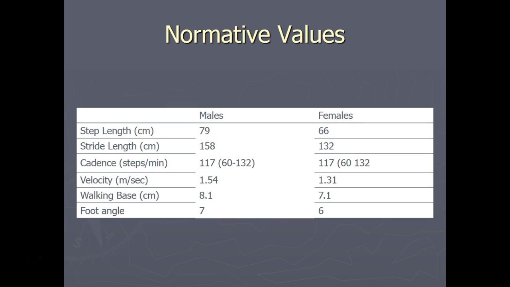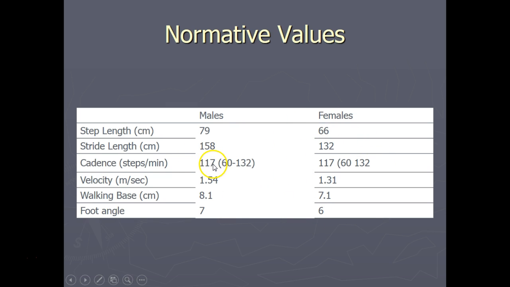So here are some normative values if you want to compare males and females. Again, you can see some of the things are to be expected, right? Stride length and step length, both longer in males than in females. This has to do with the limb difference, the fact that men tend to be on average a little bit taller. So that's to be expected.